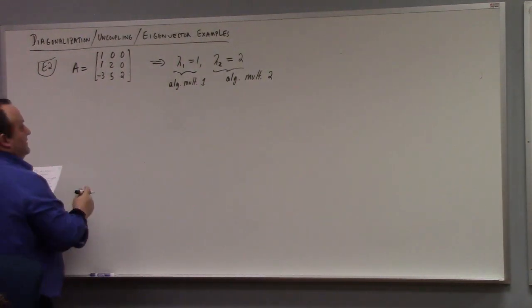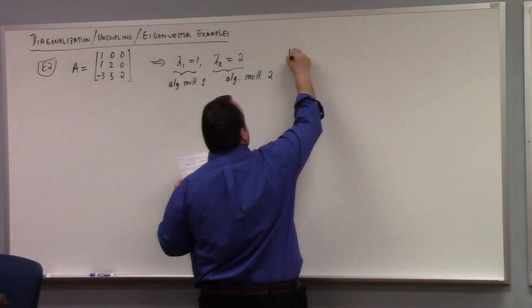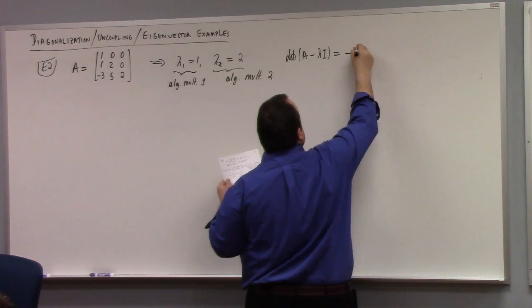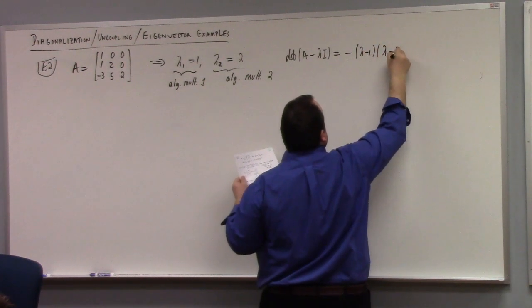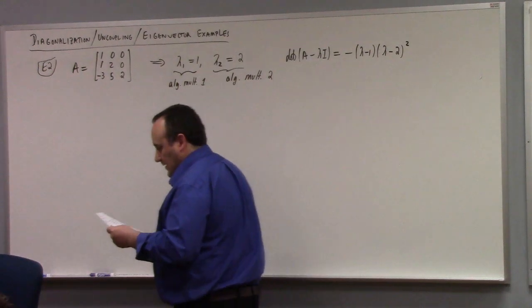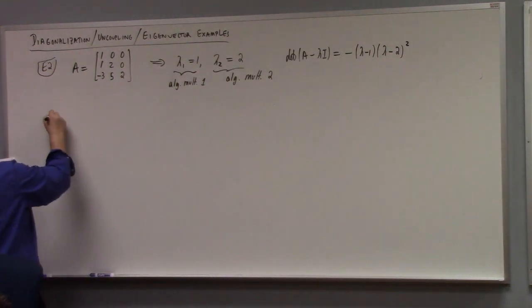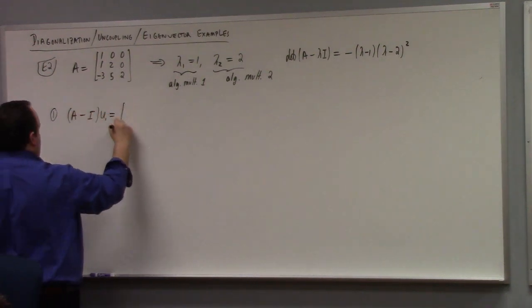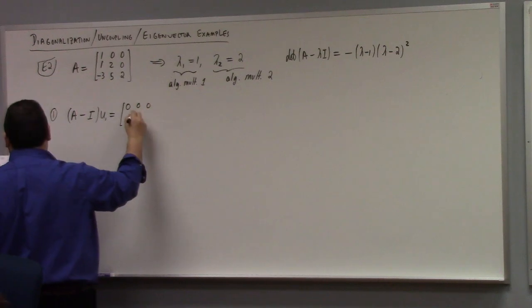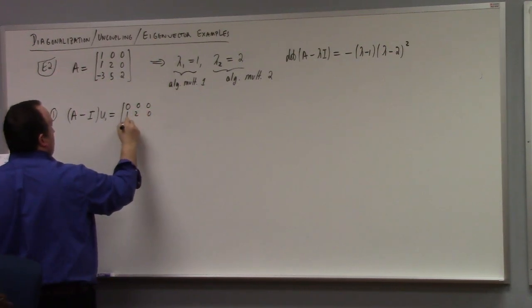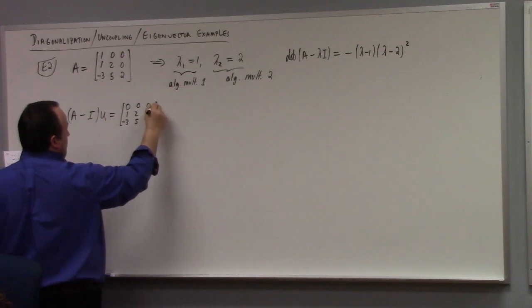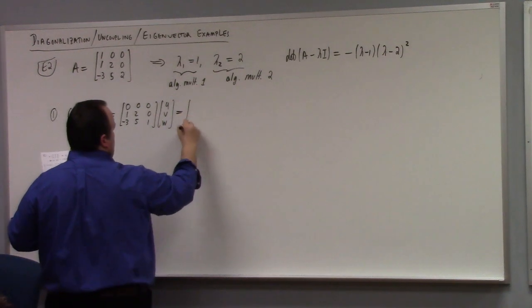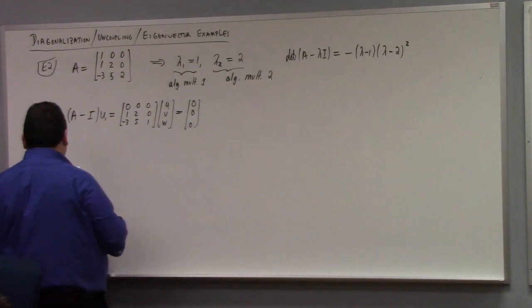You can easily see that the determinant of A minus lambda I here is equal to minus parentheses lambda minus 1 times lambda minus 2 squared. So at number 1, let's look at A minus I times U1. What's that equal to? Well, you've got 0, 0, 0, 1, 2, 0, minus 3, 5, 1 times UVW. So I'm trying to find my eigenvector with eigenvalue 1.